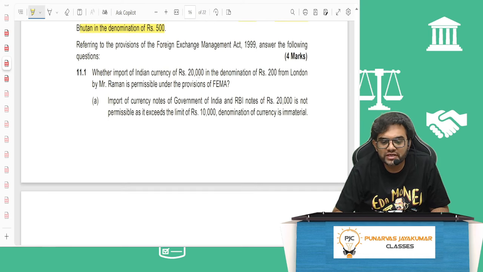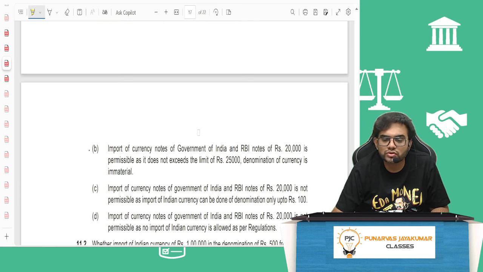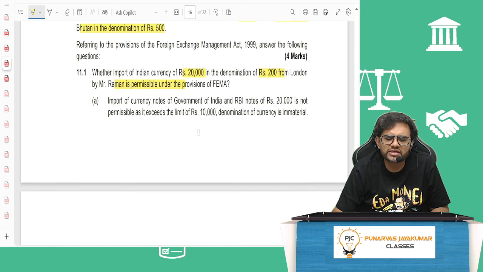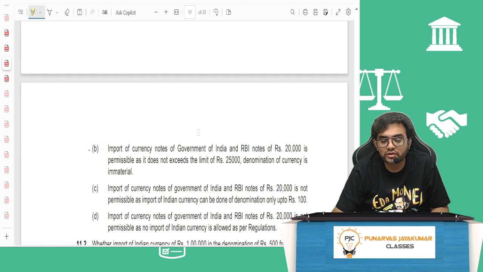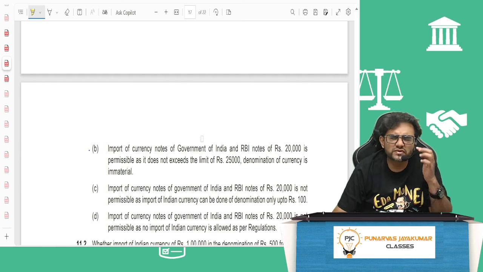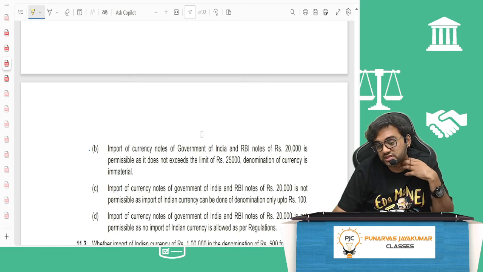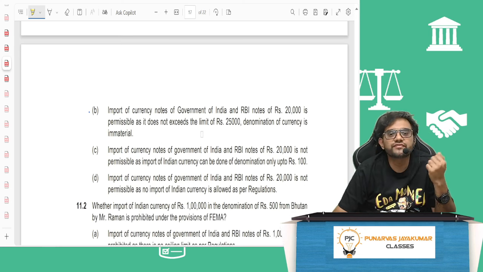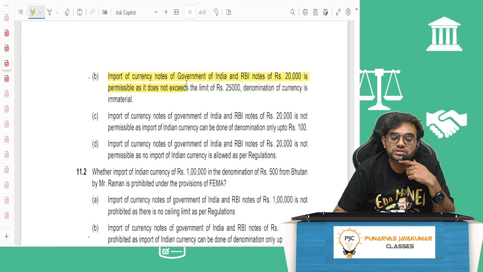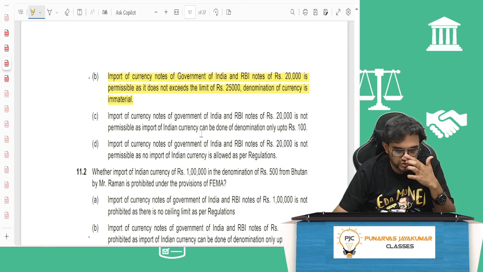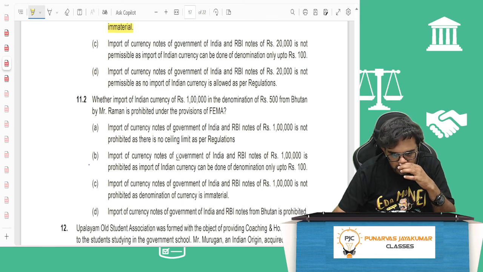Import of currency notes of 20,000, denomination of 200 from London, is it permissible under FEMA? So the maximum limit is 25,000. Within 25,000 you can import it, no problem. So denomination of the currency, I don't care. Anyway, coins you can bring any amount, no problem. But if notes is concerned, then 25,000 is what it is. Import of currency notes and RBI notes should not exceed the limit of 25,000. So it is not a problem. Other options are wrong. There is no such prohibition on denominations.